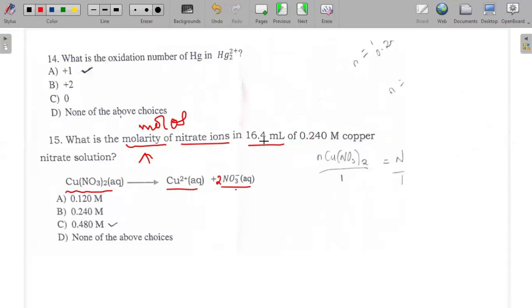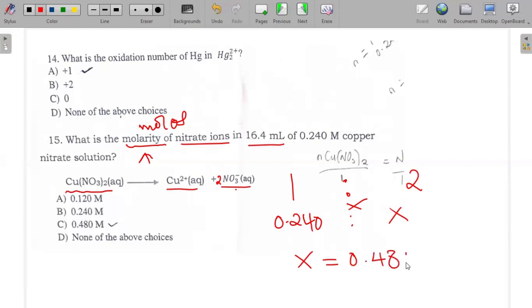So the mole ratio is, from this one, if I have one copper nitrate, then I'm going to have two nitrate ions. So if the copper nitrate is 0.240 molar, then what will it be for the nitrate ions? Then you just cross multiply. X is equal to this multiplied by this, and I get 0.48 molar. So the answer there should be C.